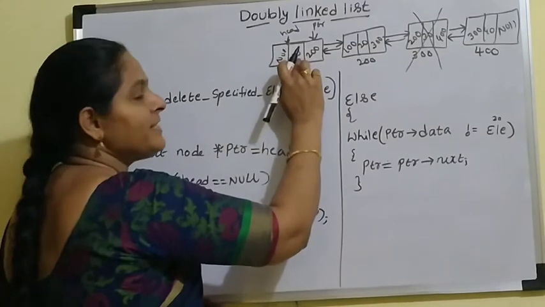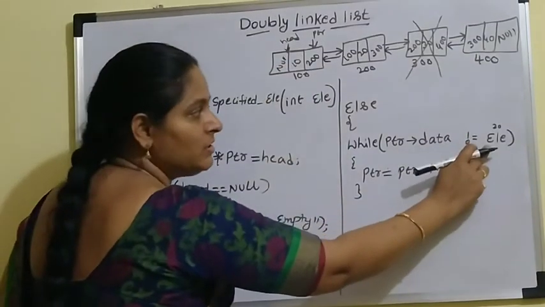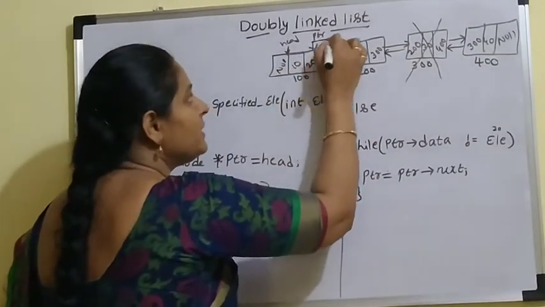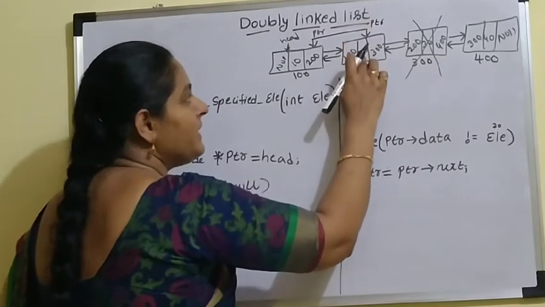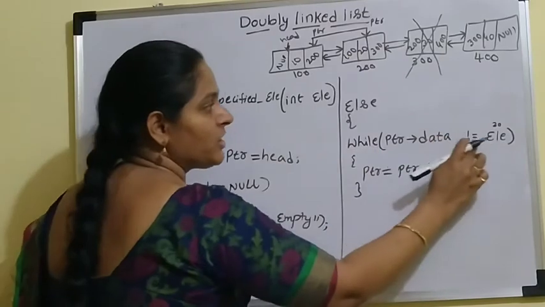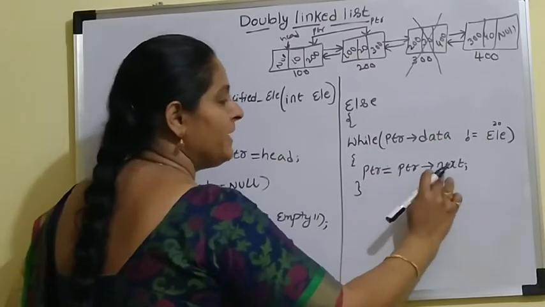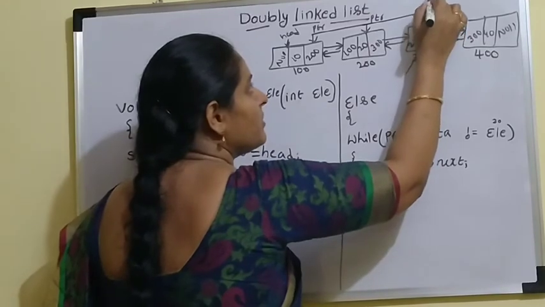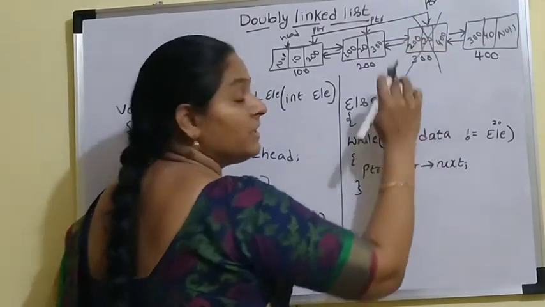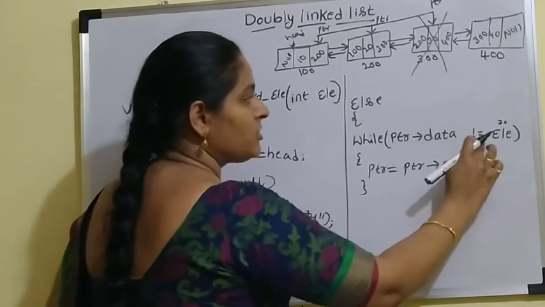Initially ptr data is 10. It is not equal to 30. So move ptr to the next position. So ptr comes to the second node position. Now ptr data is 20. It is not equal to 30. So move ptr to the next position. So ptr comes to this position. Now ptr data is 30. 30 is not equal to 30.